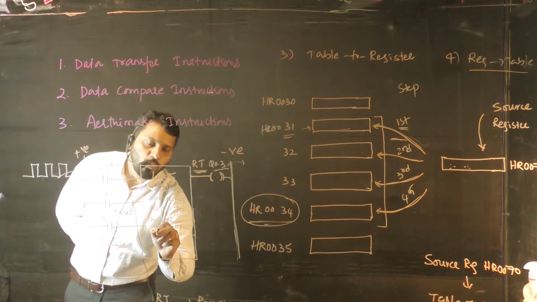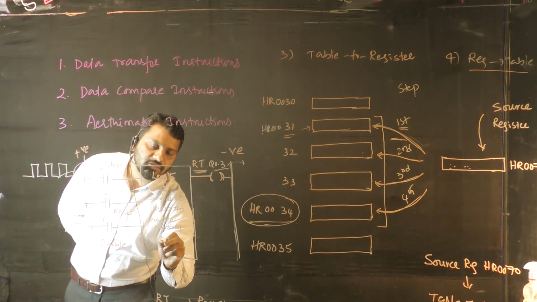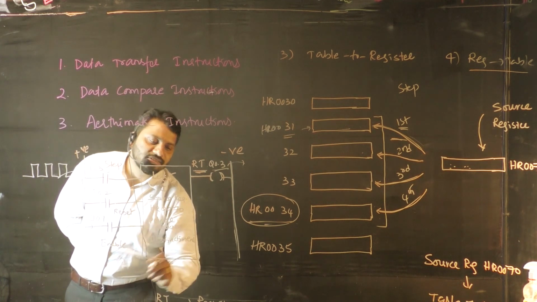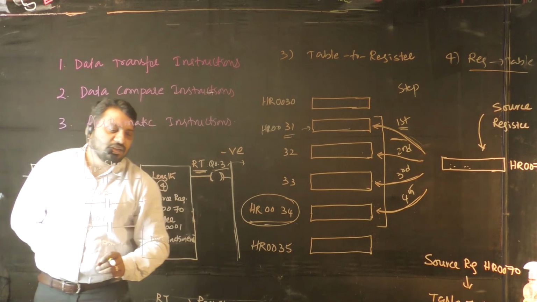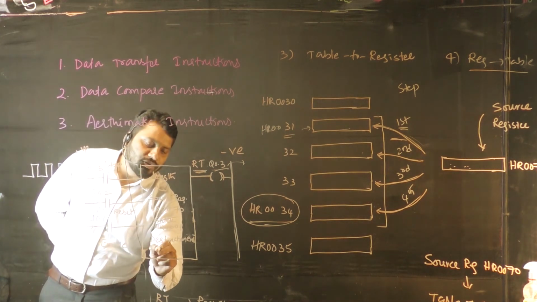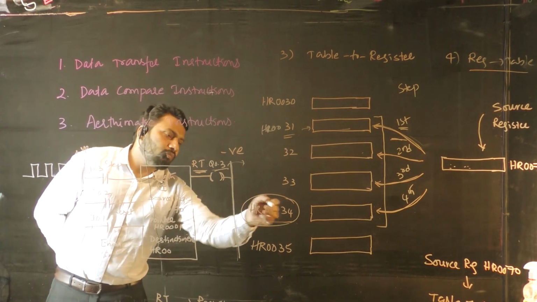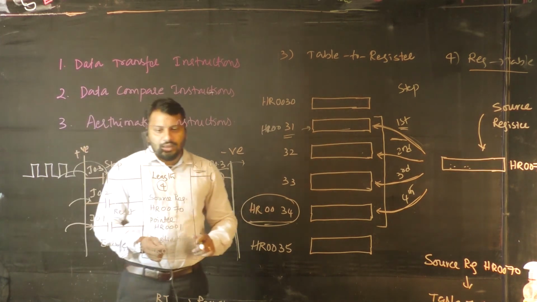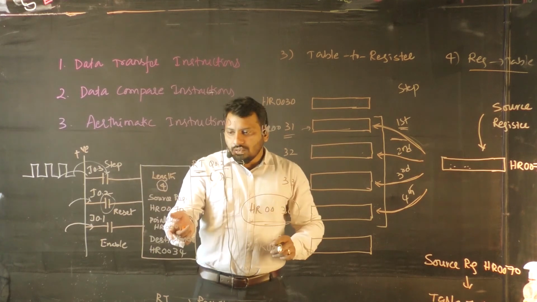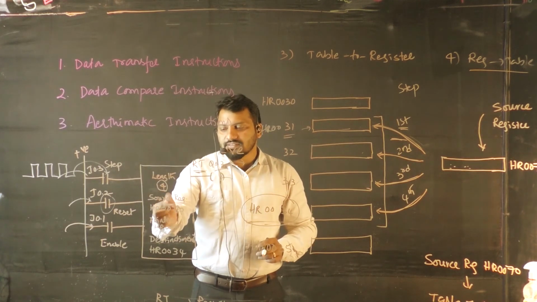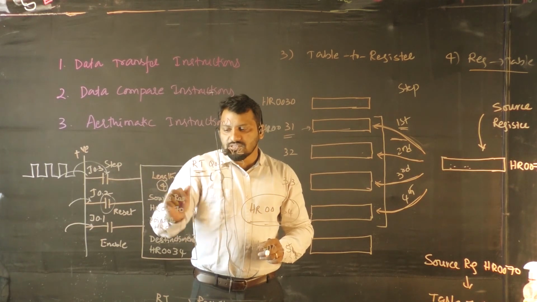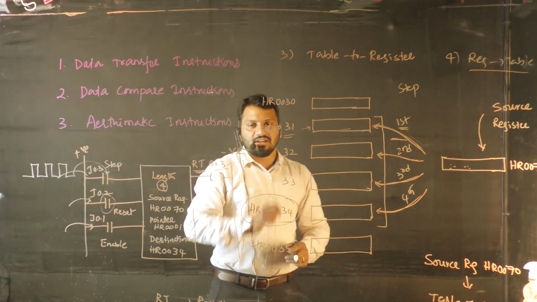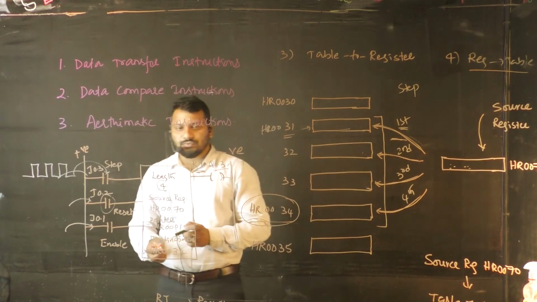Alright. So now the destination end is this, the table. Destination is the table. That is the reason. Destination end is what? Holding register 0034. Right. So I changed a little bit. That means previously source is the table, now source is the register. Previously destination is the register, now destination is the table. Reverse transfer.